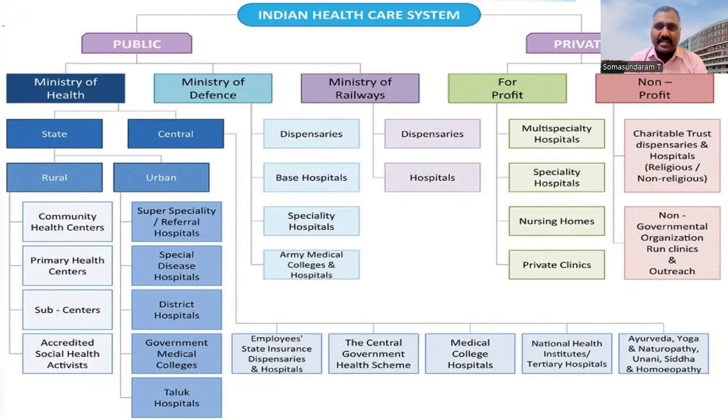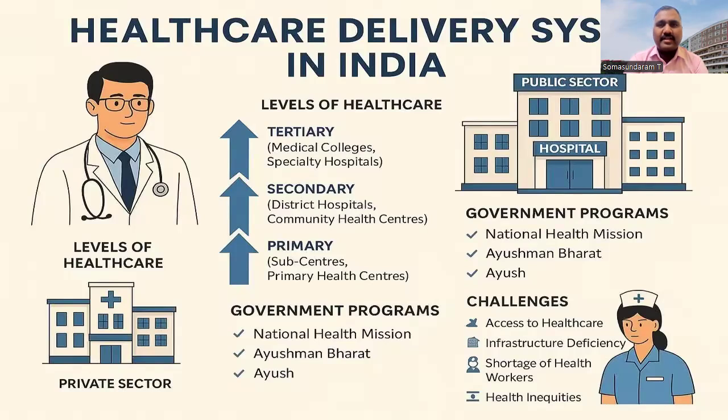When you come to the private sector, it is categorized in two different ways. One is profit-based corporate hospitals. The other is non-profit organizations, supported by trusts, charities, or religious and community-based hospitals. Profit-based hospitals come under corporate hospitals, like normal private hospitals, specialty hospitals, multi-specialty hospitals, private clinics, and so on. This is the pattern followed by the Indian healthcare system in our country.